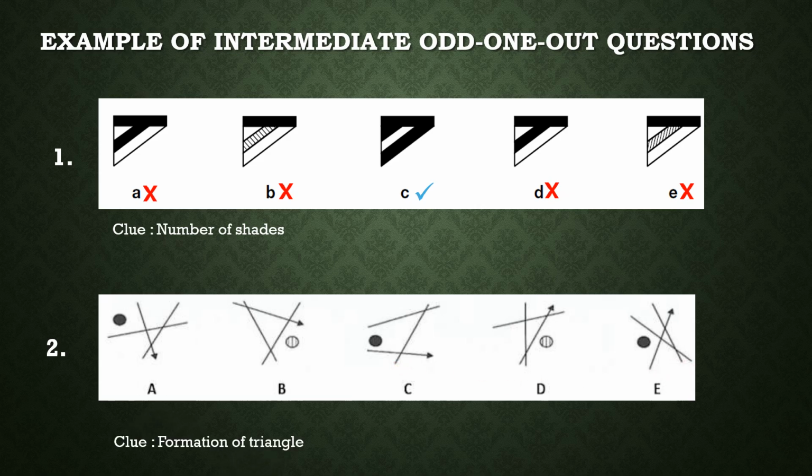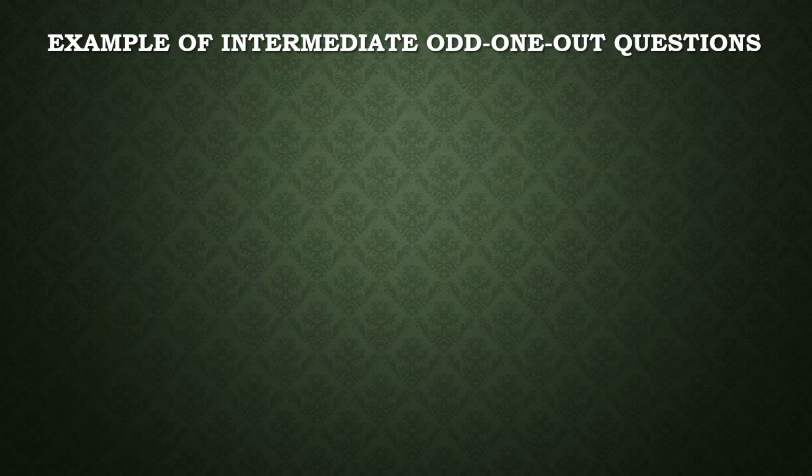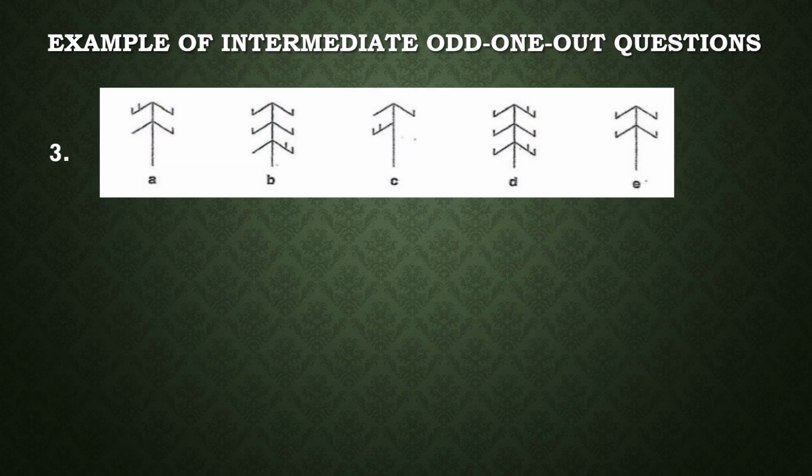So the clue is the formation of a triangle in these shapes. Options A, B, D and E are following the same rule. However, option C is not following that rule, so option C should be the odd one out. Now let's have a look at the next example.